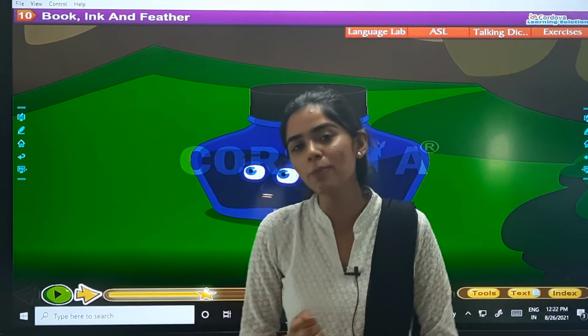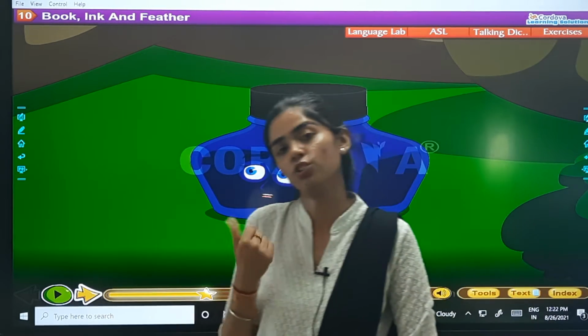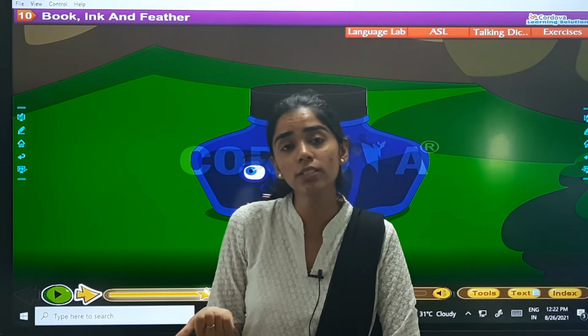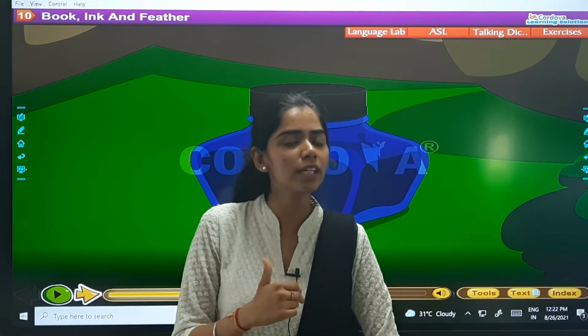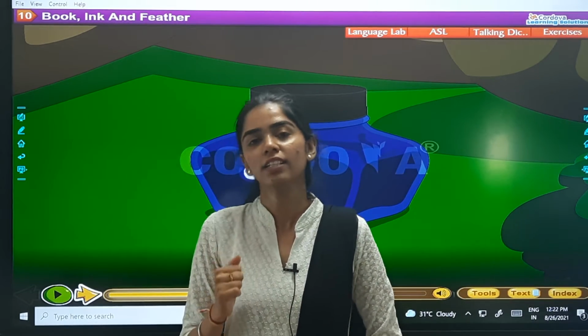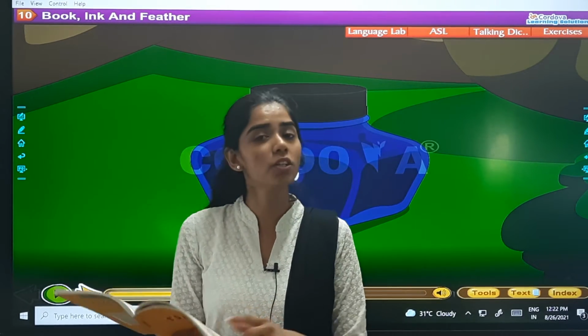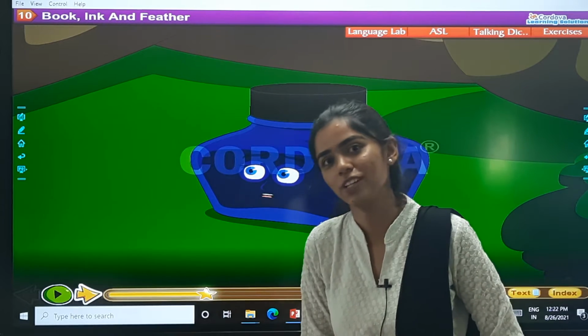So both of them are in the same situation, isn't it? The inkpot, no one uses it, and the storybook also, no one wants it. Why? Because there are no stories in it. So both of them think that it is our bad luck that we are living such kind of lives, and so they spend their days together. Now let's find out what will happen next.